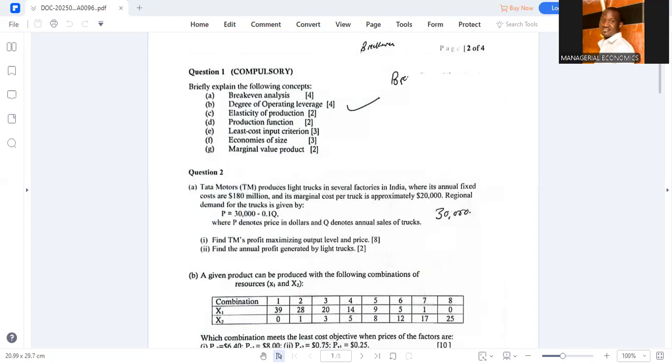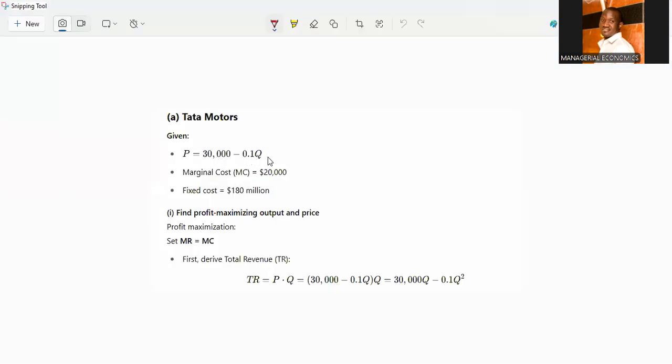We should also know that profit is maximized when marginal revenue is equal to marginal cost. That is another point we need to know. So let's tabulate the information given on Tata Motors. We're told that the price is 30,000 minus 0.1Q, the marginal cost is 20,000 and the fixed cost is 180. So to maximize profit, we say marginal revenue is equal to marginal cost. So how do you find the marginal revenue? I said the shortcut for this, we can just multiply by 2 there.